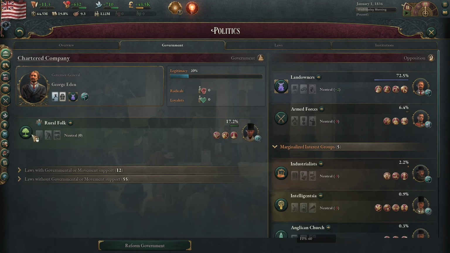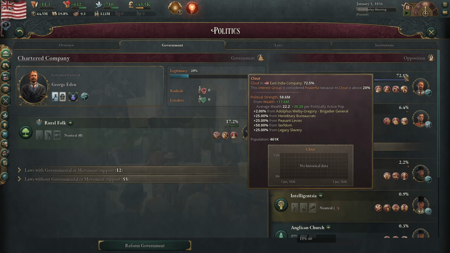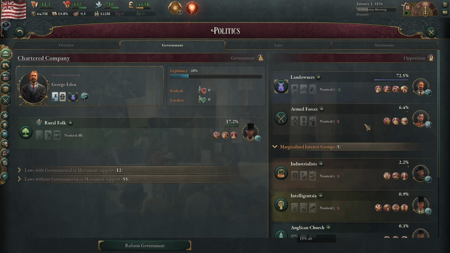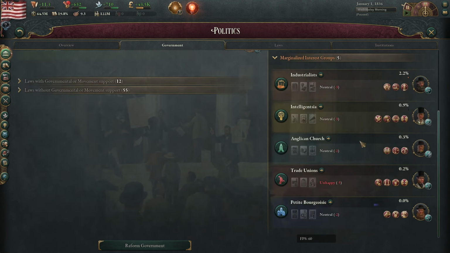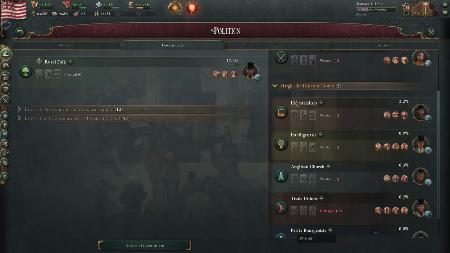So why are you relying on rural folk and armed forces? Well, it's sort of the nature of the setup for you here as the EIC. You do start with this enormously powerful landowner, which isn't even outrageously supported by a whole bunch of laws. It's got laws supporting it, but this is not Japan. It's just because there's so much wealth here, and you haven't really built anything other than agricultural stuff. So just build stuff other than agricultural stuff, and you should be all right. You'll probably want to build up the industrialists and the intelligentsia.